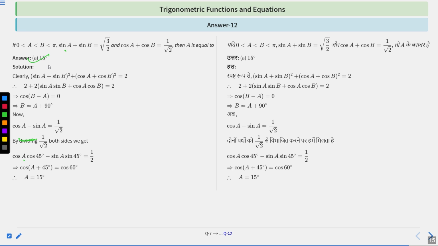So in this way, we have discussed a lot of different types of questions based on trigonometric functions and equations. Hope you understood the solution, and hope you understood how to apply the concepts in the questions, right? And hope you liked the lecture.